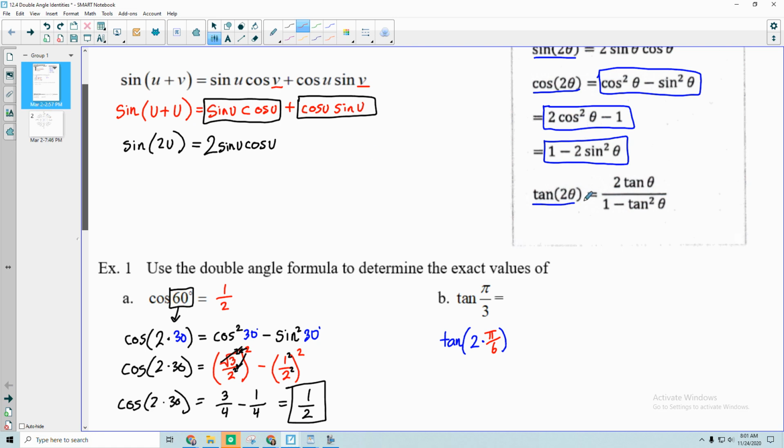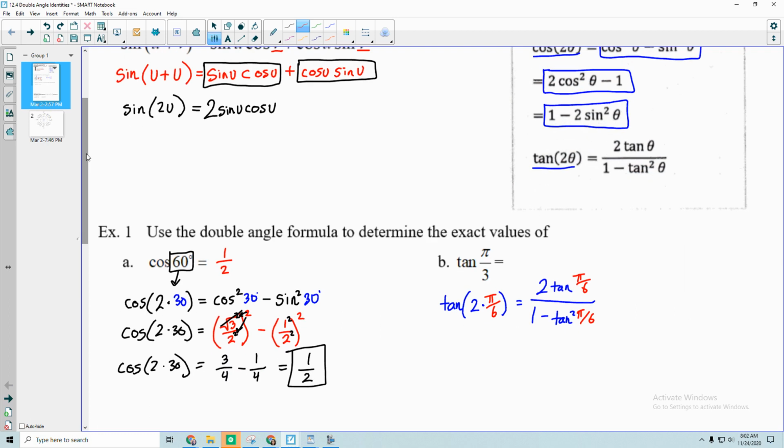All right, so then I'll go into my tangent formula. And I'll write this as 2 times tangent of pi divided by 6, all over 1 minus tangent squared, also of pi divided by 6. Okay, so now that I have all of that plugged in, we can start simplifying that down.